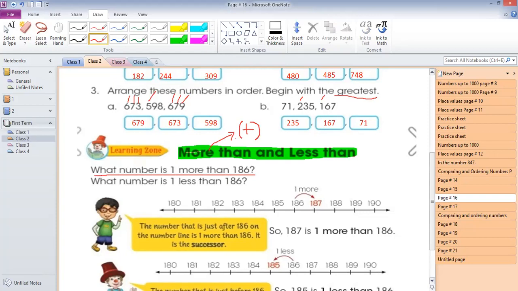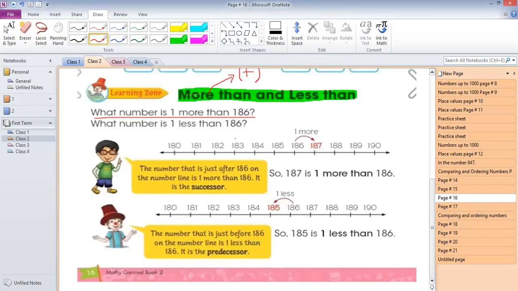Whenever you are talking about "more than," that means you are talking about addition. So what number is 1 more than 186? This question can be answered by checking the number line. This is the number line, guys. It is starting from 180 and you are counting in ones: 181, 182, 183, 184, 185, 186, 187, 188, 189, and 190.